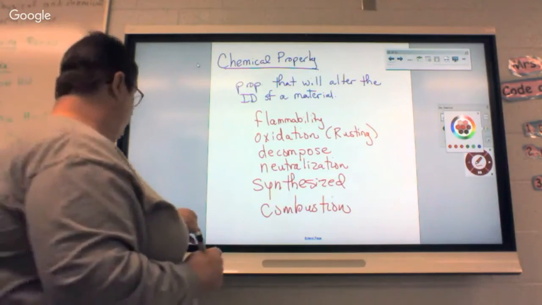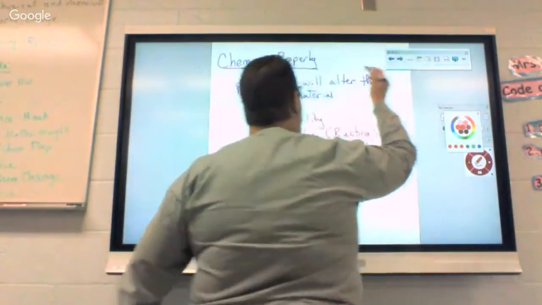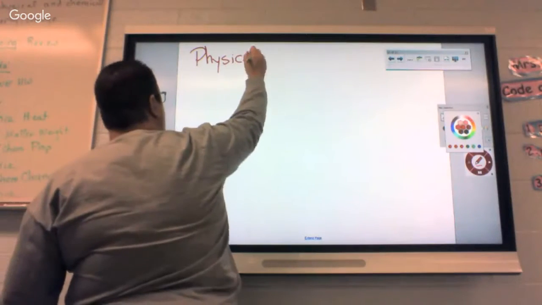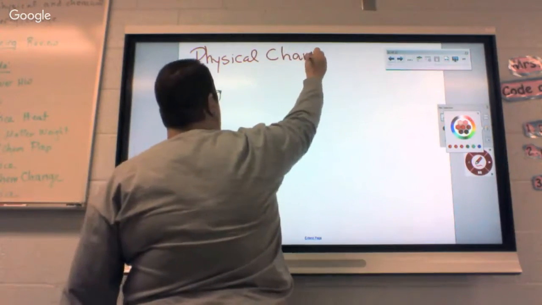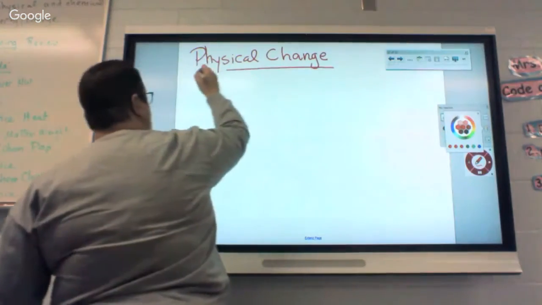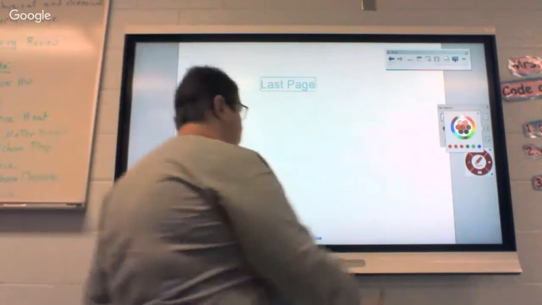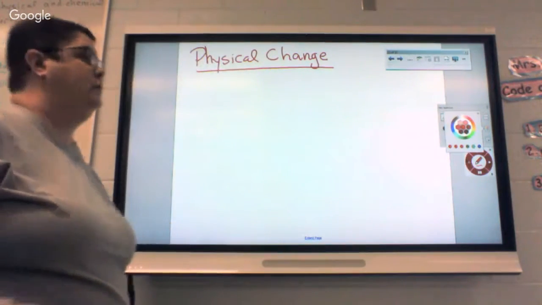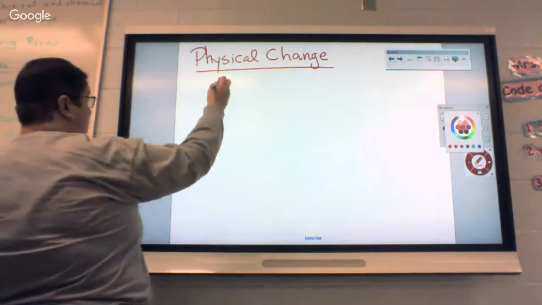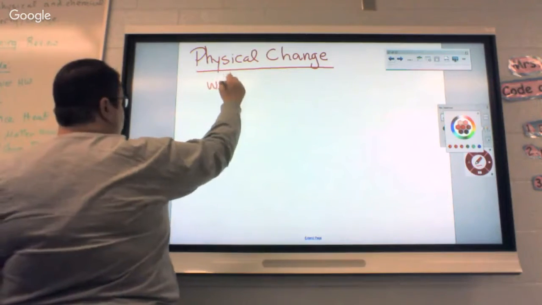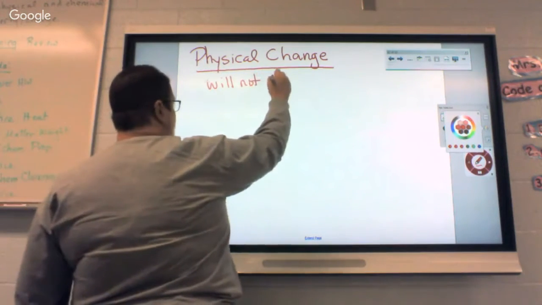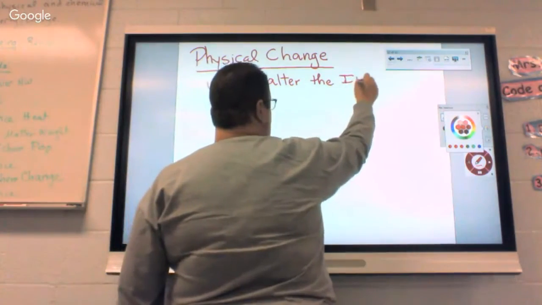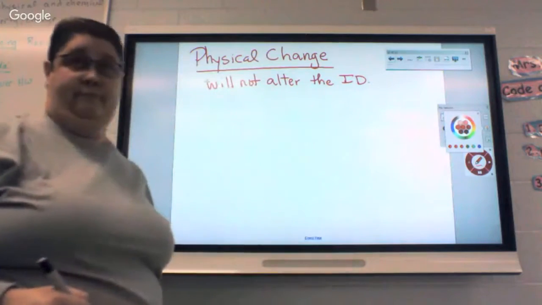So, where we're going to finish today is just a brief discussion of physical change. And we'll pick this up tomorrow just to get started. Now, the second part of your lab tomorrow is on physical and chemical change. Now, physical change will not alter the identity. So what does that mean?